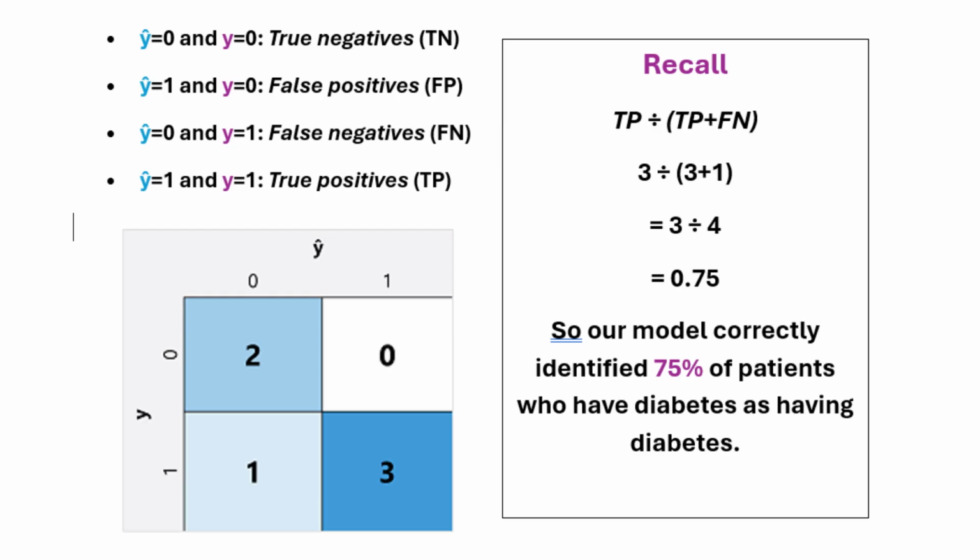What we really need is a deeper understanding of how the model performs at predicting 1 for positive cases and 0 for negative cases. Recall is a metric that measures the proportion of positive cases that the model identified correctly. In other words, compared to the number of patients who have diabetes, how many did the model predict to have diabetes? The formula for recall is TP / (TP + FN). For our diabetes example, 0.75. So our model correctly identified 75% of patients who have diabetes as having diabetes.